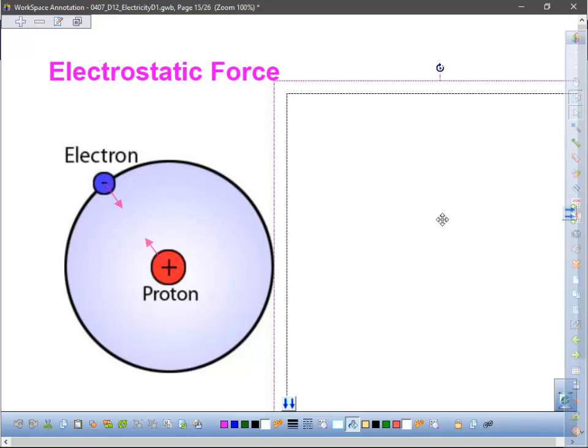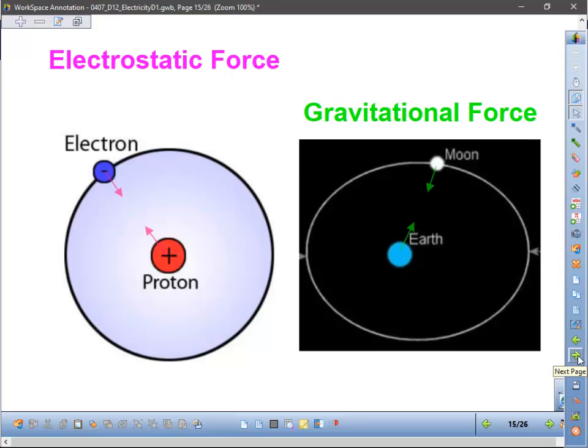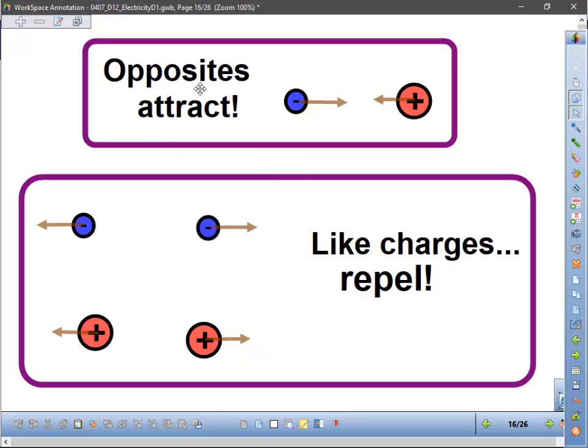It's very similar to something else we've seen recently, gravitational force. Right? The Earth is in the center here, and then the moon is attracted to the Earth with a gravitational force. This is why we're studying these together, because electrostatic force and gravitational force are going to be very similar to each other. Some other small differences. Again, remember, opposite charges attract and like charges repel. That's the main idea for today.